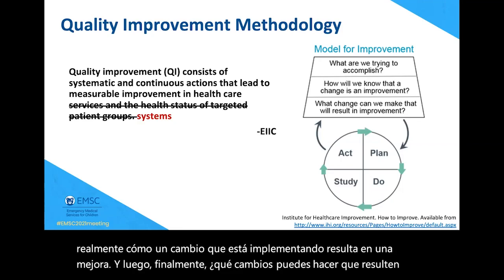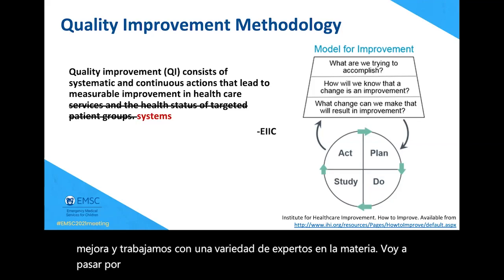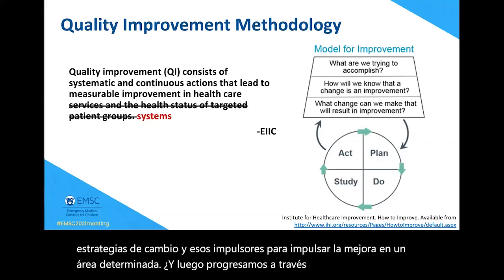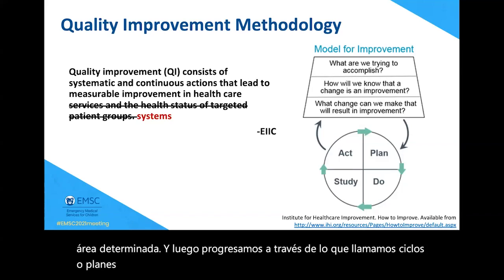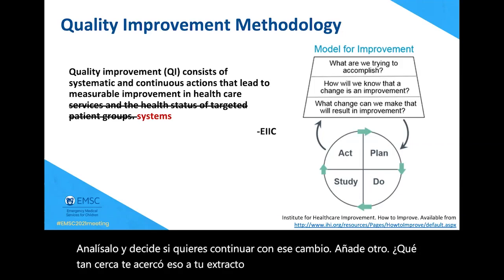And we work with a range of subject matter experts. I will go through that in the next couple of slides on how we identify those change strategies and those drivers to drive improvement in a certain area. And then we progress to what we call PDSA cycles, or plan, do, study, act cycles, where you implement a small test of change, analyze it, and decide whether you want to continue with that change or add another one. How close did that get you to your aim statement, or to that question up above?